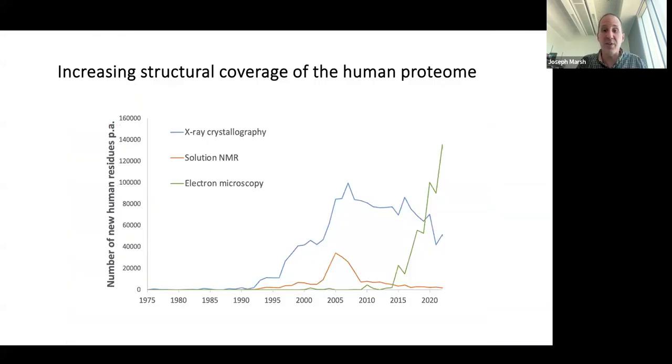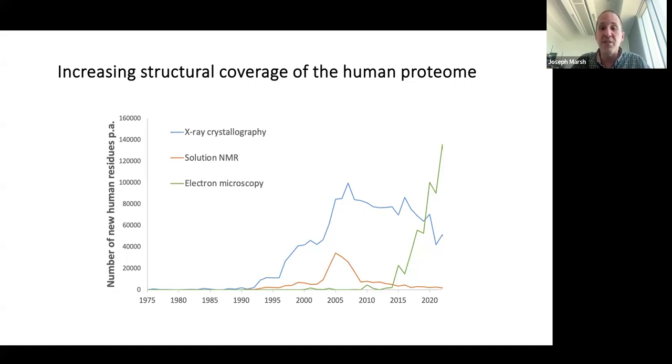And this is a figure I thought was really interesting, and this is showing how the coverage of the human proteome has grown over time. So this is showing, not at the structure level, but for individual human amino acid residues, how many have newly had their structure determined each year over time. And you can see that for a long time, X-ray crystallography was the dominant method. We had a little blip for solution NMR in the mid-2000s, which was driven by these structural genomics projects that used a lot of NMR.